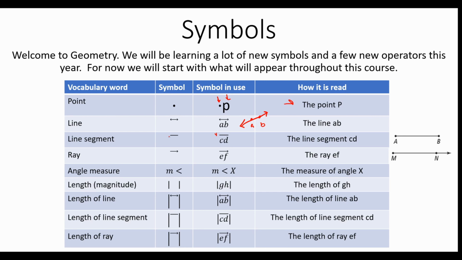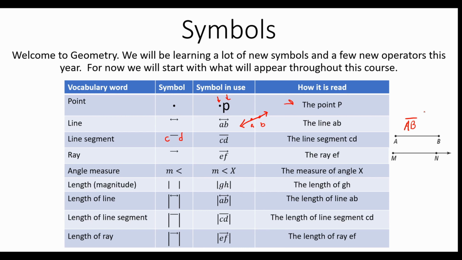So this one's slightly different. We're going to put the letters at the originating point and the end point. Just like here, I would read this as line segment AB, and that's exactly how I'll draw it in class and all the videos I make. If I'm explaining any of the homework, this is what I expect you guys to write.